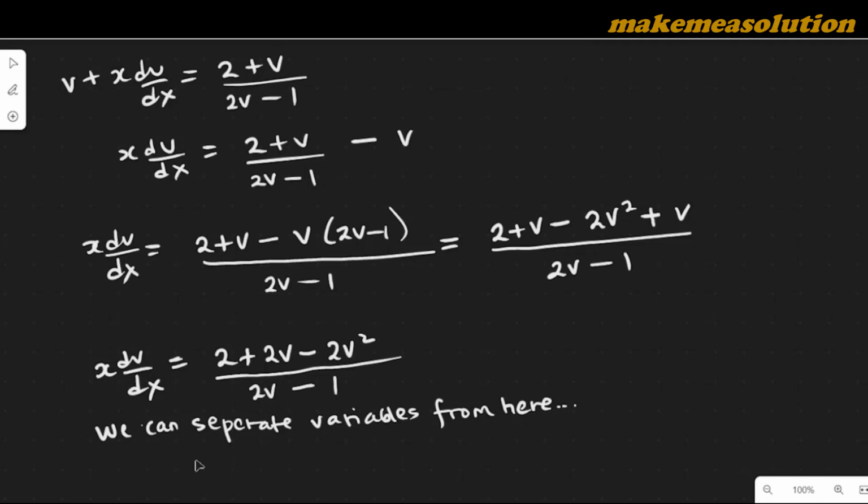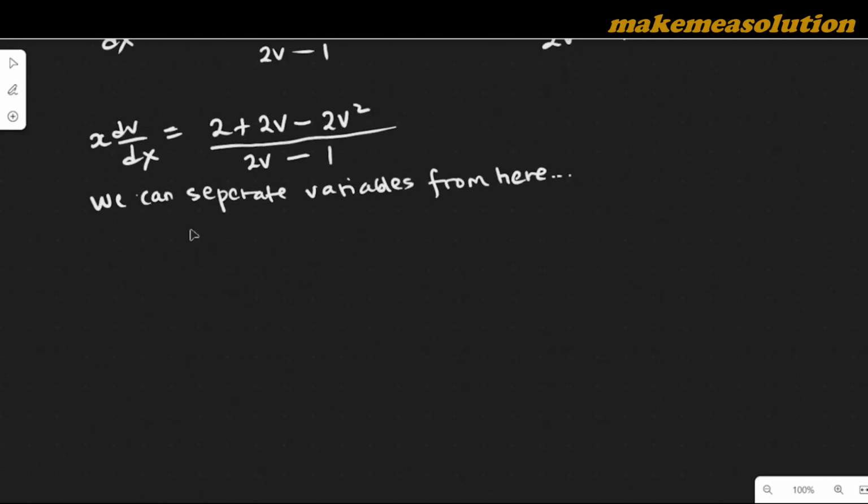So we can separate the variables from here. So in separating the variables, this is what we're now going to get: (2v minus 1) all over (2 plus 2v minus 2v squared) dv is equal to 1 over x dx, like this. So we have separated the variables.